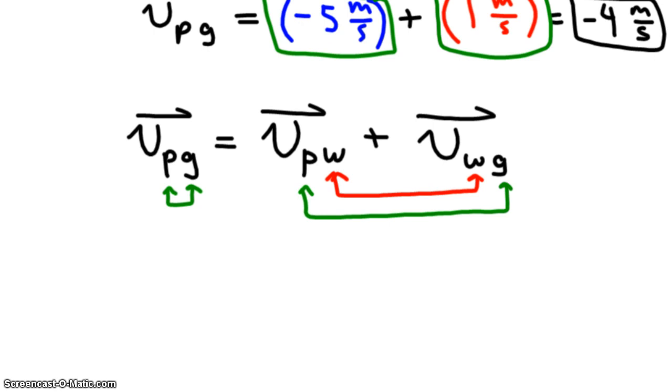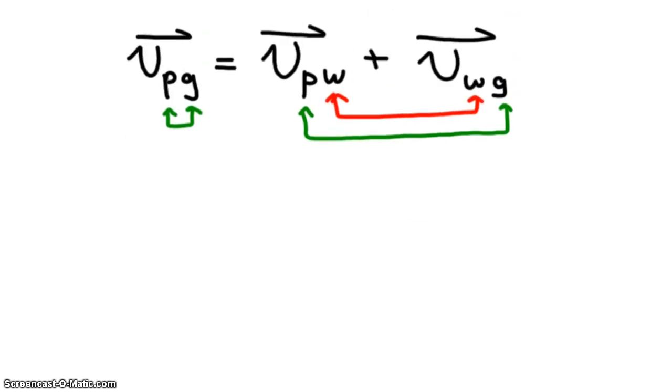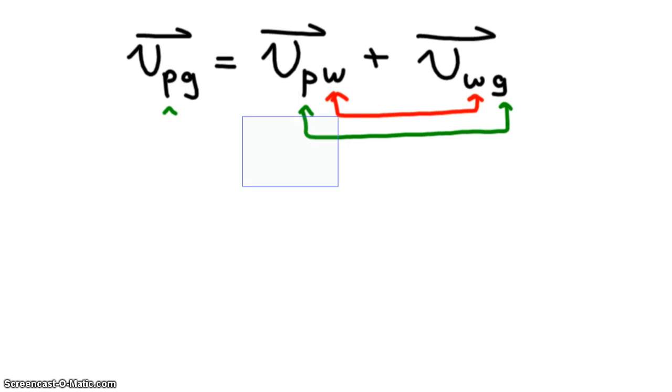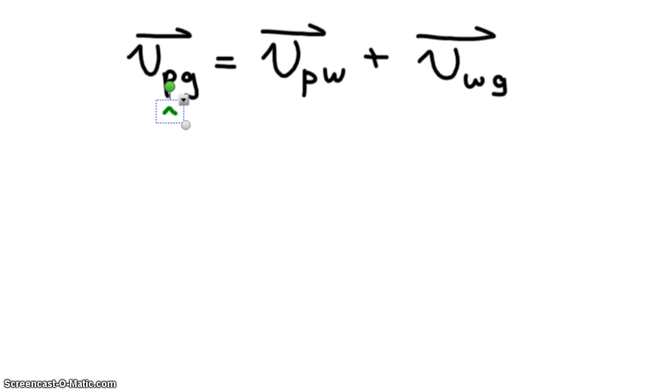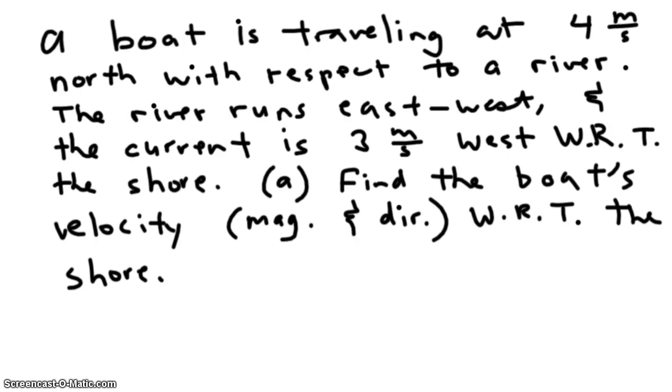Now, these are vectors, right? So we don't always deal with one-dimensional vectors. We can do problems with 2D vectors, and that is a little bit more challenging. So let's see what that looks like. Okay, so here's our problem, which will give us a taste of 2D relative velocity equations and problems. A boat is traveling at 4 meters per second north.